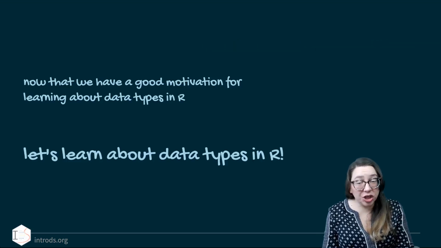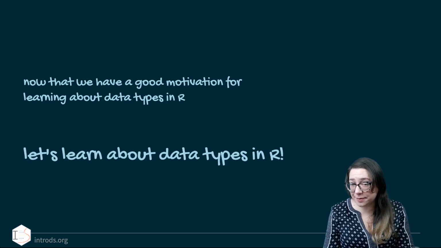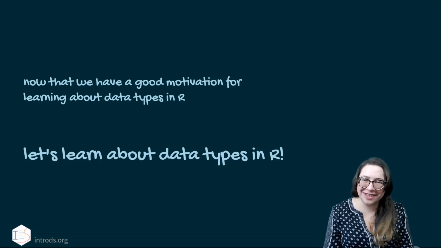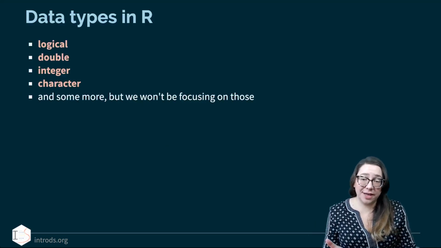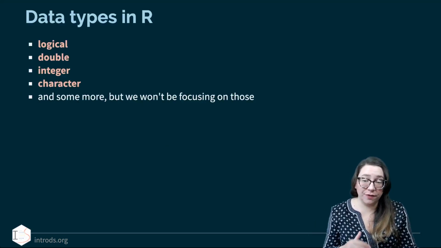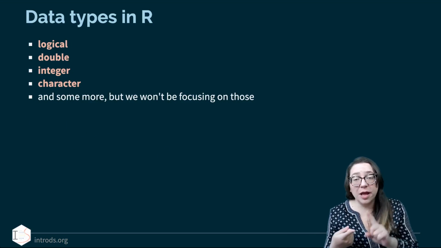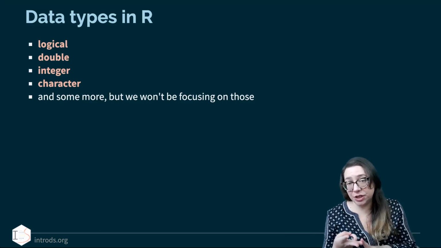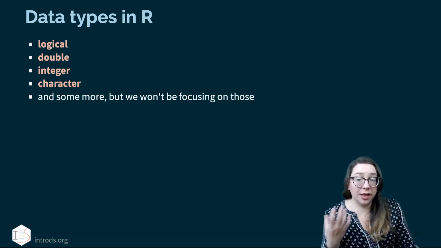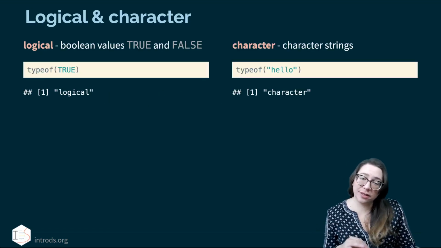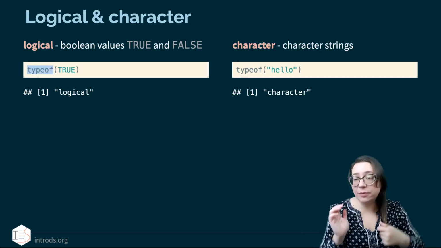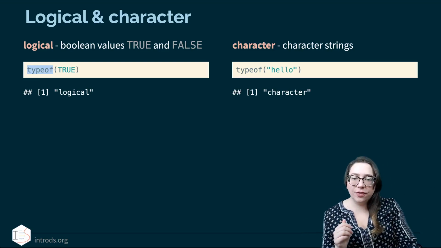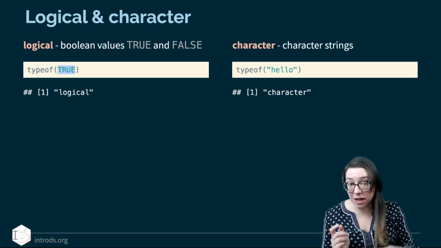So now that we have a good motivation for learning about data types in R, let's actually go ahead and learn about data types in R. There are a variety of data types in R, and we're not going to focus on all of those, but we're going to call out four of them: logical, double, integer, and character. Logicals are what we call Boolean values, so they take on TRUE or FALSE. The function that I can use to inspect the type of a variable is called typeof. So the typeof the value TRUE is logical.